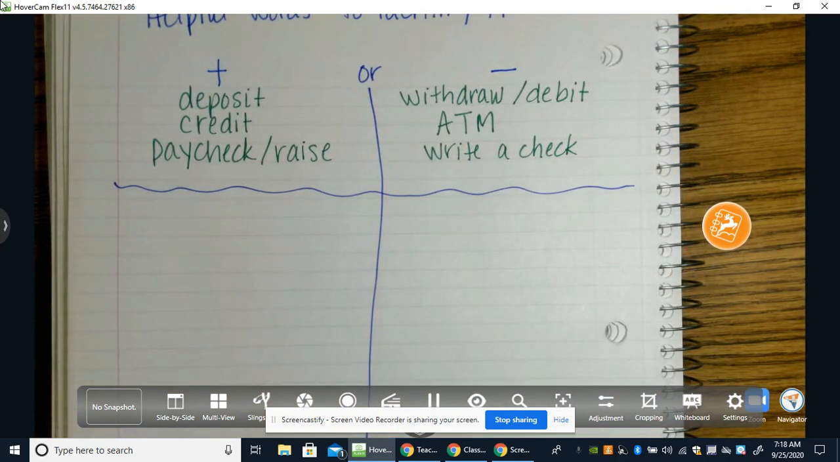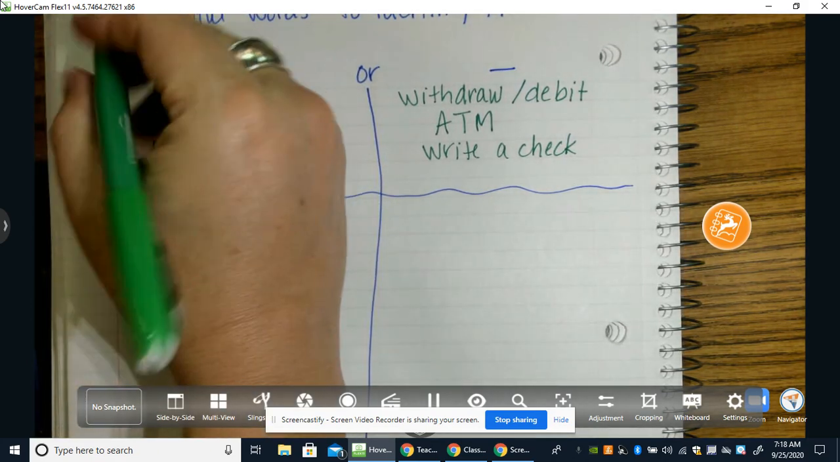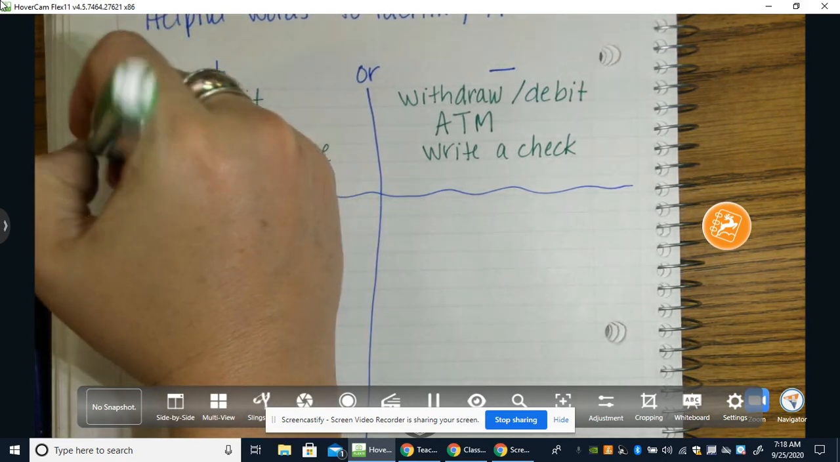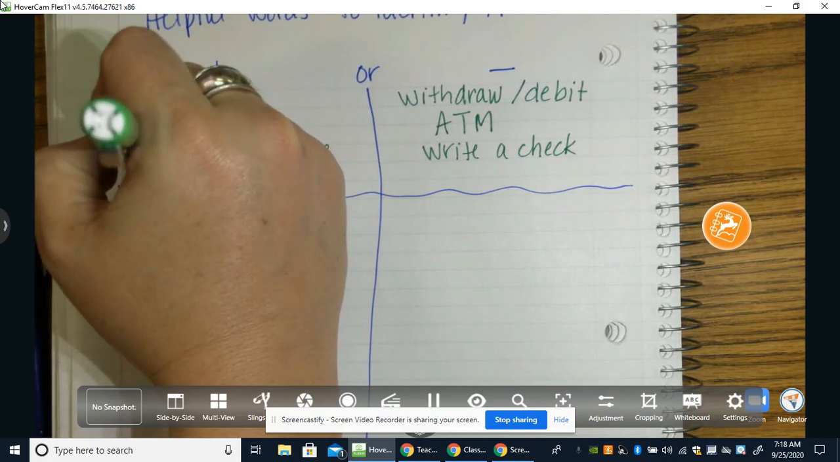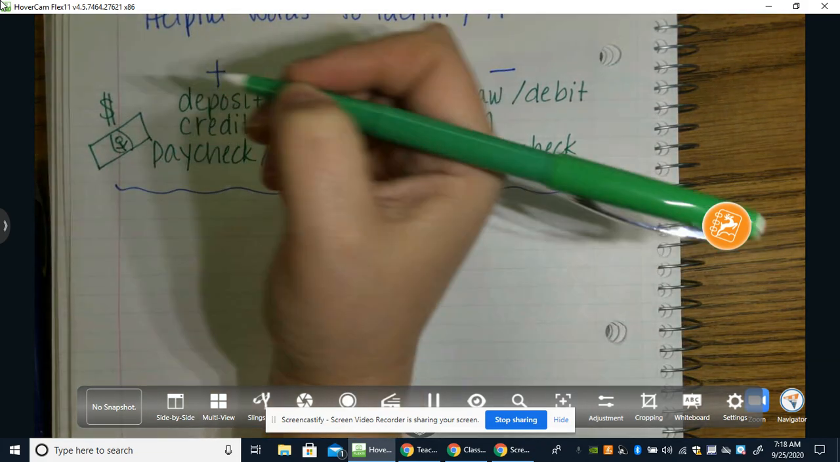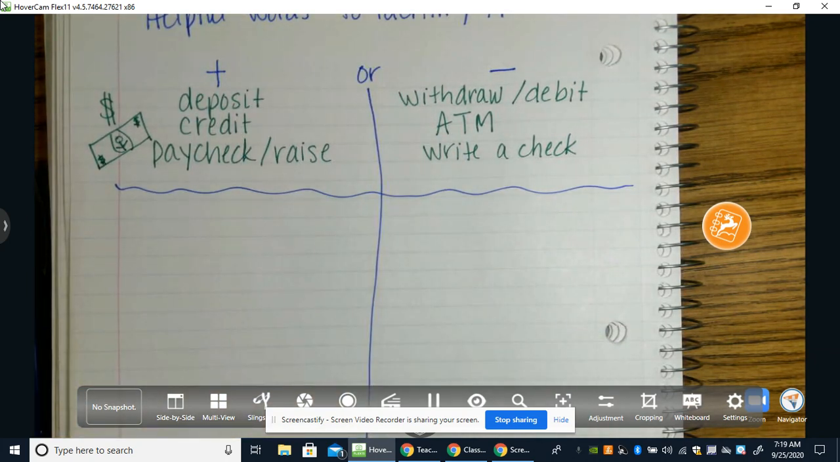Okay. The next one, so this one's talking about money. So I want us to draw kind of like dollar signs, maybe a dollar right here. Put a president's face. There's my president. Some money here. So that we're talking about money.